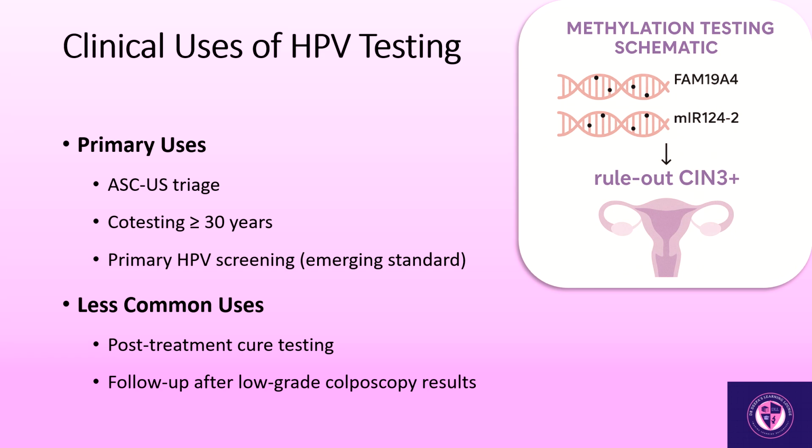The landscape is now shifting towards primary HPV screening, meaning screening with HPV alone without routine cytology. This approach is endorsed by several international bodies and reflects the higher sensitivity of molecular testing. Less common uses include the test of cure after treatment for high-grade lesions and follow-up after colposcopy in cases of persistent HPV positivity.